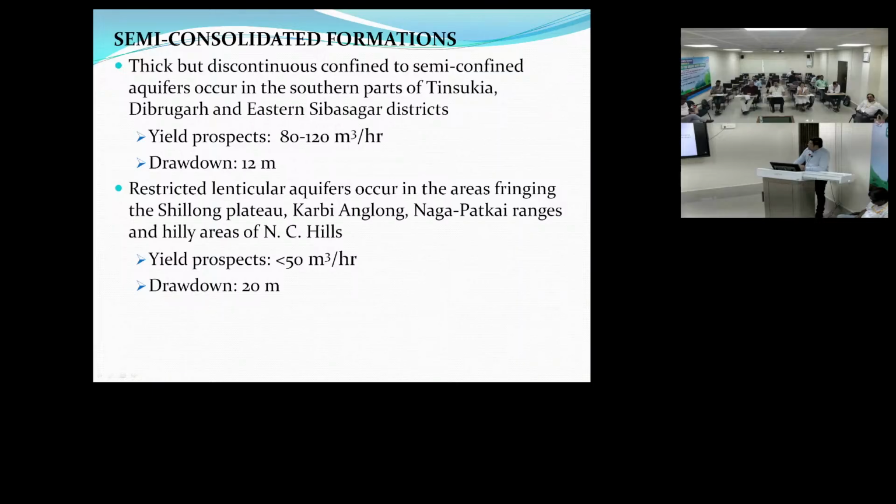But in semi-consolidated formations, it is thick but confined to semi-confined, occurring mainly in the southern part of Tinsukia, Dibrugarh and eastern Sibsagar. So there the yield prospect is around 80 to 120 meter cube per hour for a drawdown of 12 meters. And these are semi-consolidated, restricted lenticular aquifers, mainly in the fringes of the Shillong Plateau, Karbi Anglong and Naga-Patkai ranges, mostly in Golaghat, bordering Nagaland. So the yield prospect is around 50 meter cube per hour, drawdown around 20 meters.